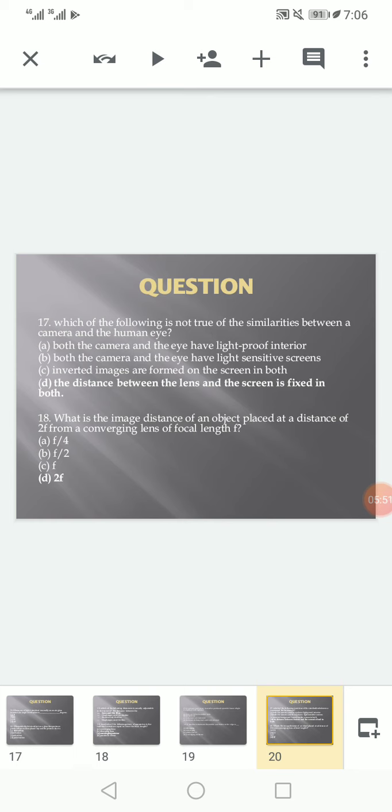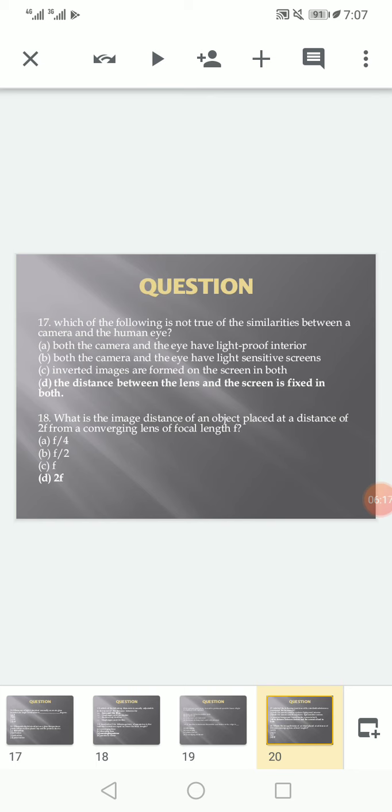Question 17 says, which of the following is not true of the similarity between camera and human eye? A, B, and C are true, but the one which is not true is D, which says that the distance between the lens and the screen is fixed in both. Option D is absolutely not true, but options A, B, and C are true, so option D is the correct answer, which is not true.